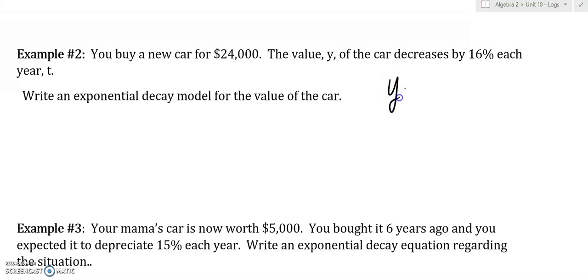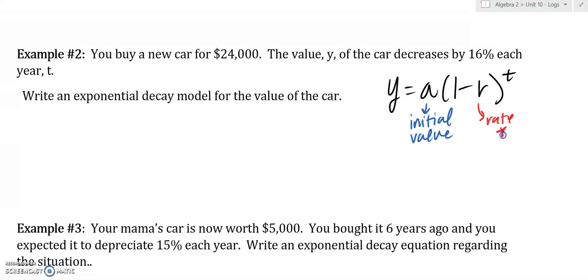Just a reminder, I know we have it on the front, but here's my formula. A is for initial value or initial amount. R is for the rate, and I'm going to put a star by that one because it needs to be in decimals when you put it in. So I'm going to say decimal. And then T is for time. Just a quick reminder.